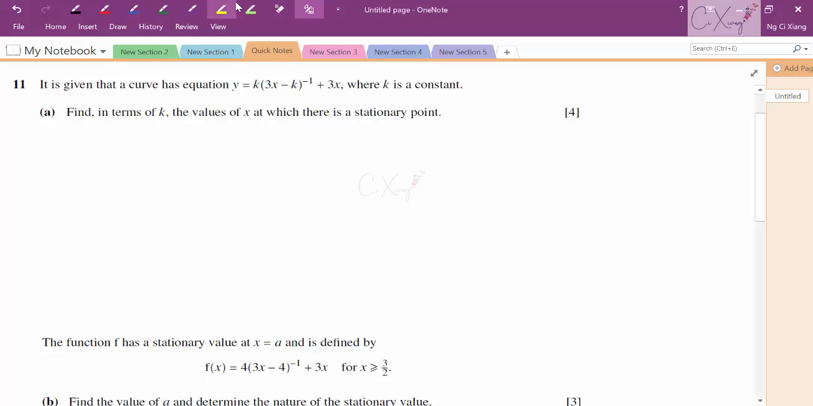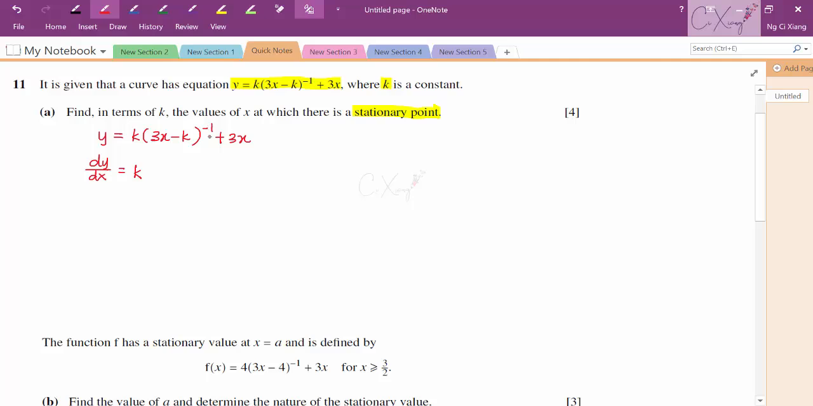Okay, so now we come to the very last question, question 11. It is given that a curve has an equation of this, and k is a constant. For the first part, they want us to find, in terms of k, the value of x at which there is a stationary point. When we have a stationary point, generally we need to find dy/dx and let it equal 0. So I have y equals k(3x minus k) to the power of negative 1 plus 3x. To find dy/dx, k is a constant with the bracket with the variable x. Therefore, the k I will just copy it.